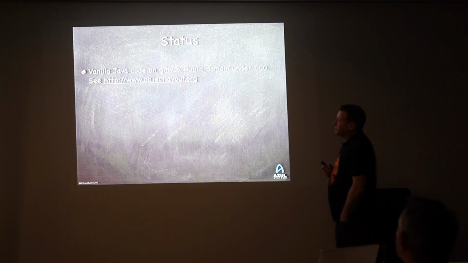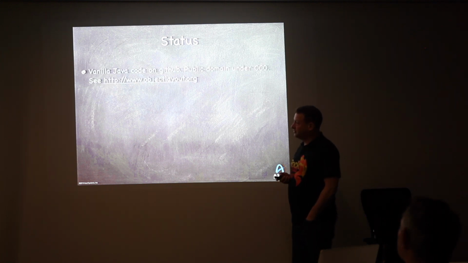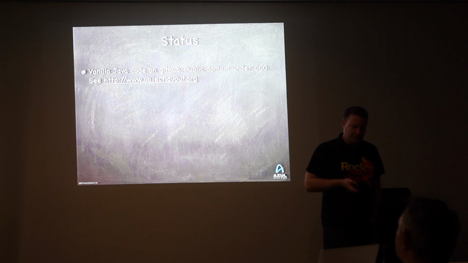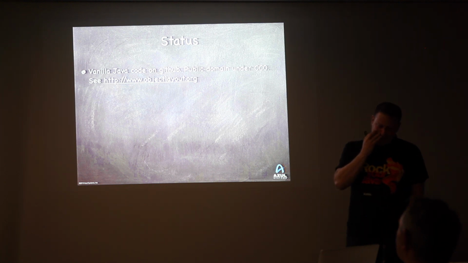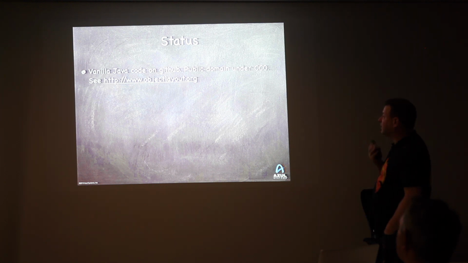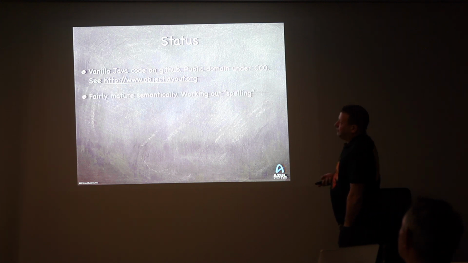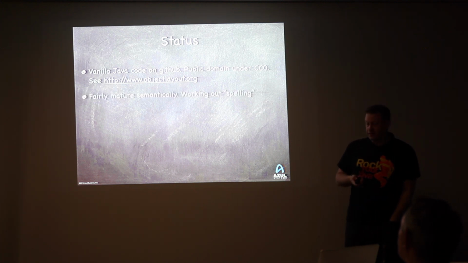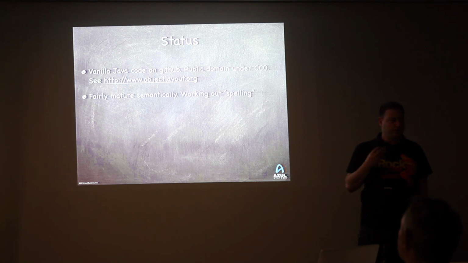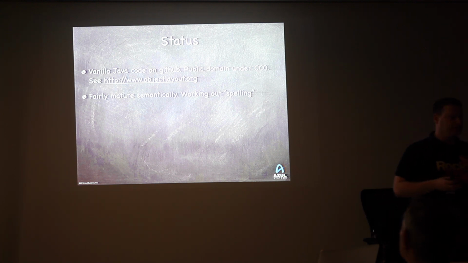Okay, so where are we? We're close to the end, I promise. Vanilla code is up on GitHub. It has tests and they passed. Probably not good enough tests then. It's fairly mature semantically. We're working on the spelling. We're trying to improve and figure out if we could take some other words off.